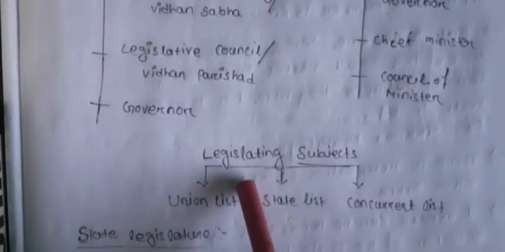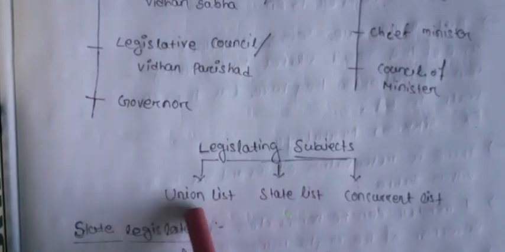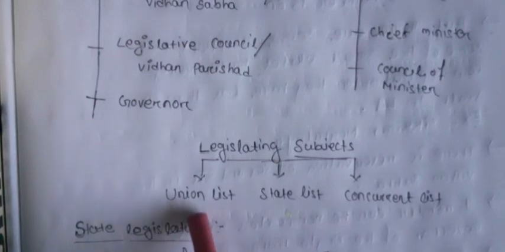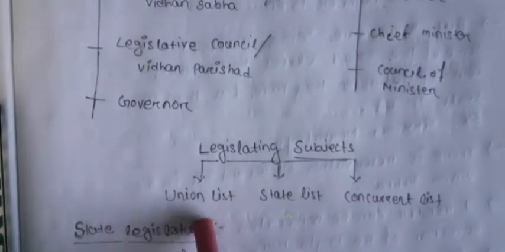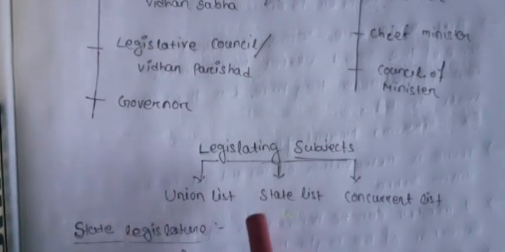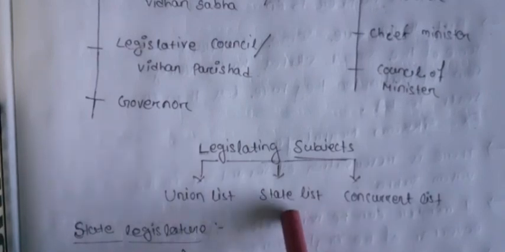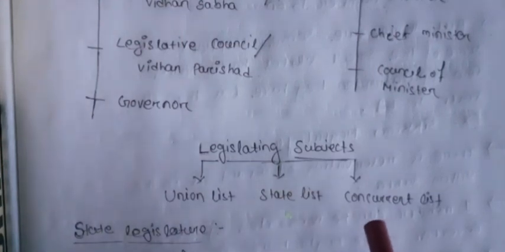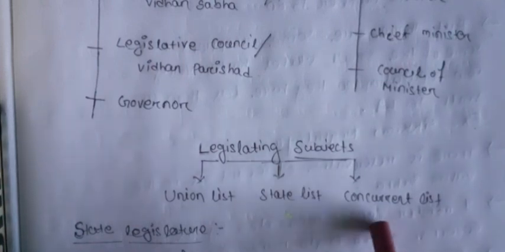First we know legislative subjects, and under this come three lists. What are these? Union list, state list, and concurrent list. First, the union list: the laws that come under the central government. The laws which can be created by the center are called union list, but the laws which are created only by the state are called state list. Okay, the laws which are not created by the state but which it is bound to obey are called concurrent list.